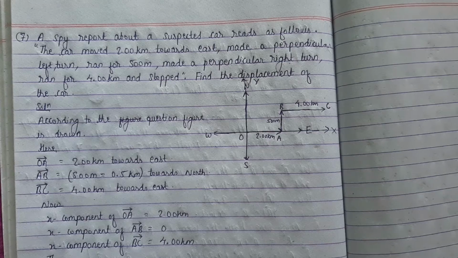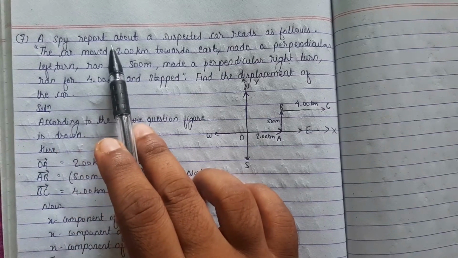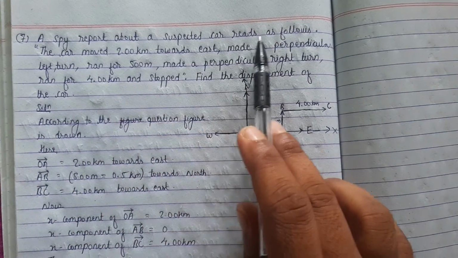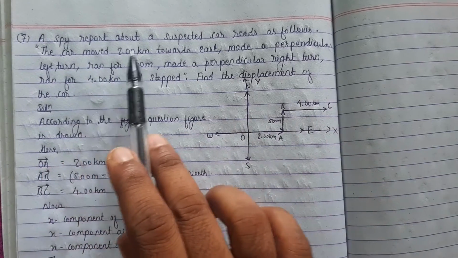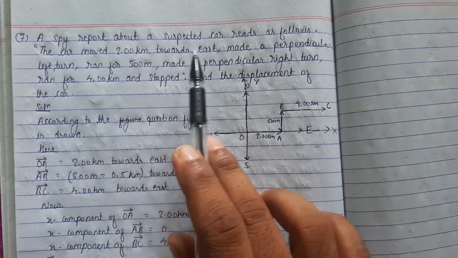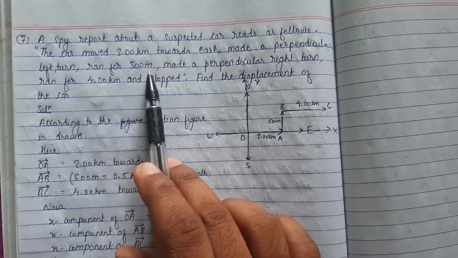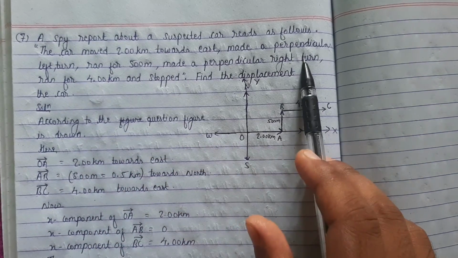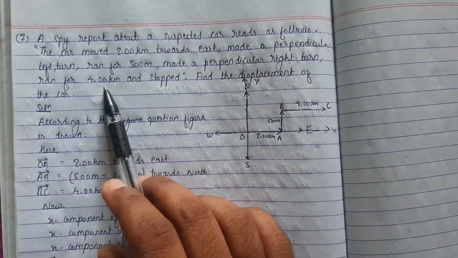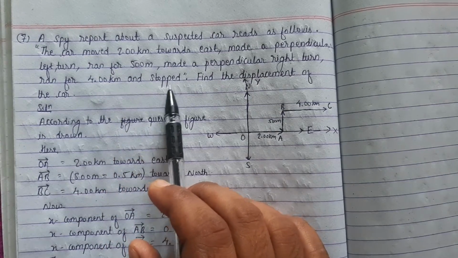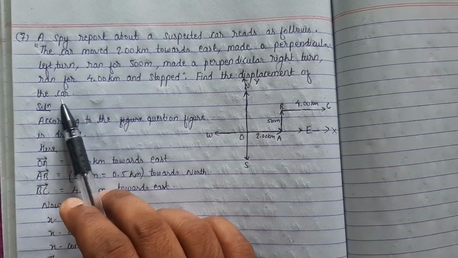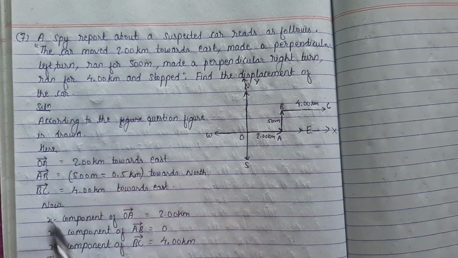SC Verma Solution, Chapter 2, Physics and Mathematics, Question number 7. A spy report about a suspected car reads as follows. The car moved 2.00 km towards east, made a perpendicular left turn, ran for 500 meter, made a perpendicular right turn, ran for 4.00 km and stopped. Find the displacement of the car.